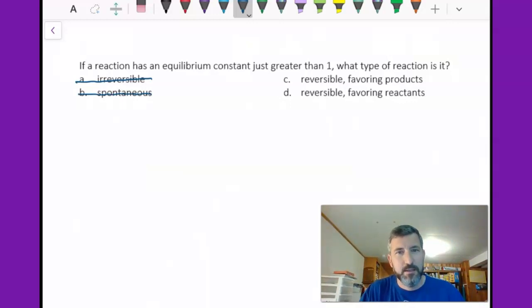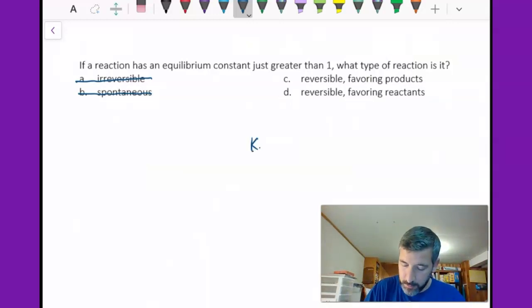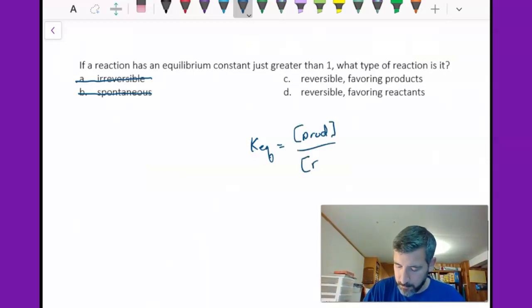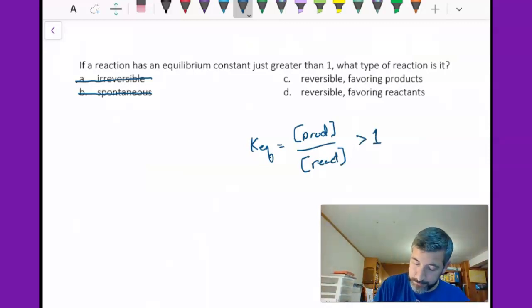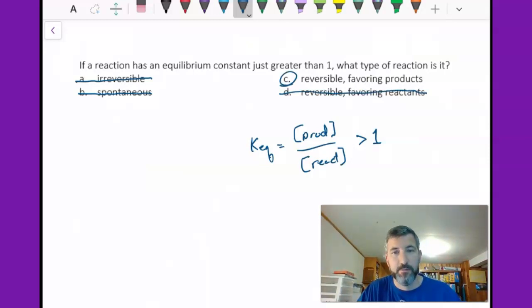It's got to be C or D. If the KEQ is greater than 1, and KEQ is products over reactants, and it's greater than 1, that means the products are greater, so favoring products. Not by a lot, apparently, because it says just greater than 1, but it does at least favor the products.